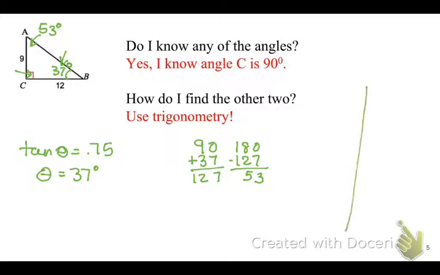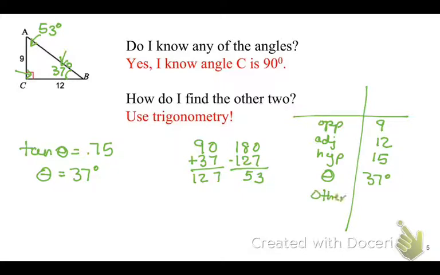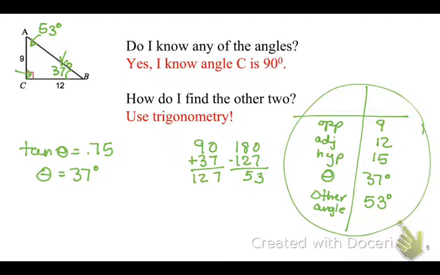So let's fill out our table. Our opposite is 9. Our adjacent is 12. Our hypotenuse was 15. Our theta was 37 degrees. And our other angle was 53 degrees. And there we go. We have the whole enchilada. So let's do another example.